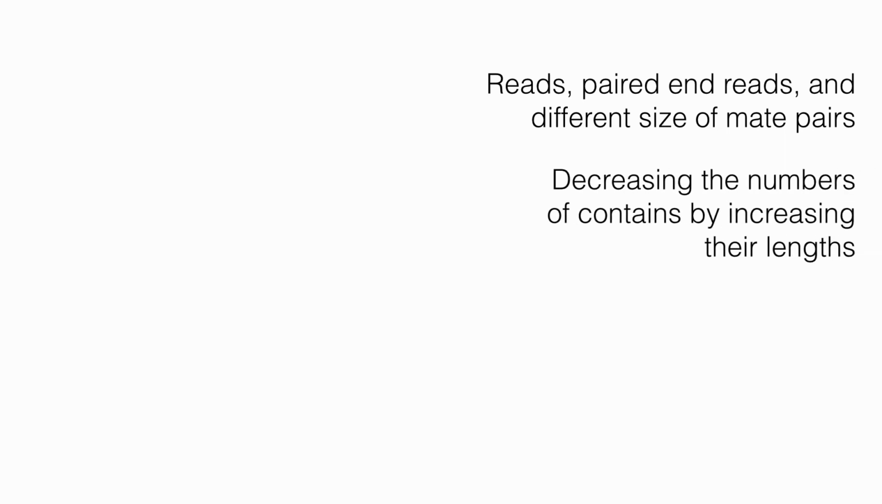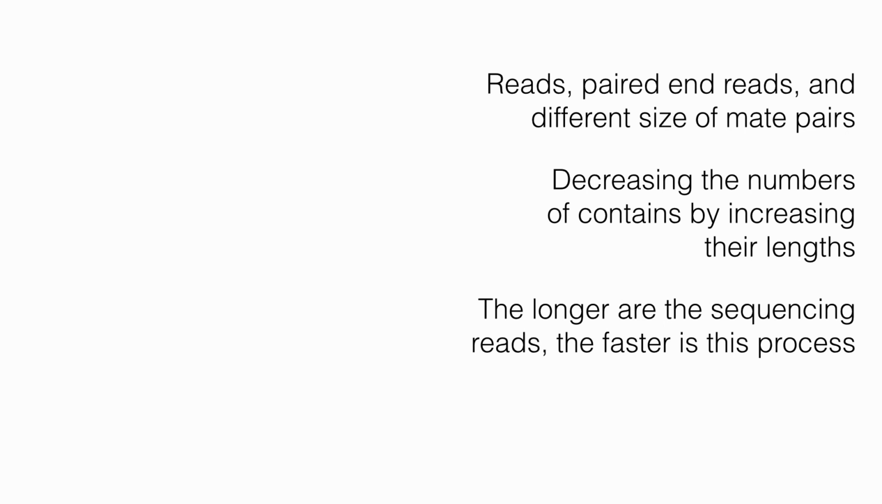Reads, paired end reads, and different sizes of mate pairs are used to complete the genome projects. In essence, a modern genome project improves by decreasing the number of contigs, by increasing their lengths, by combining contigs into scaffolds of higher and higher lengths. Ideally, the longer the sequencing reads, the faster this process. There are technologies now that allow increasingly longer reads.